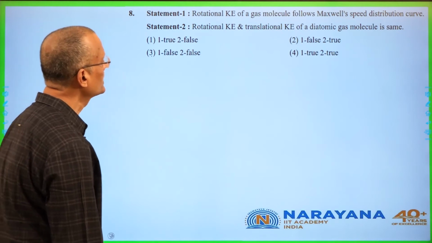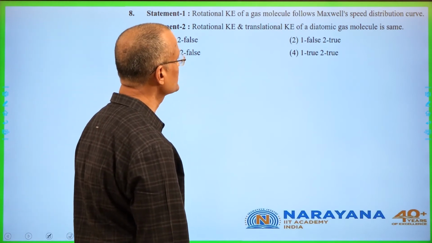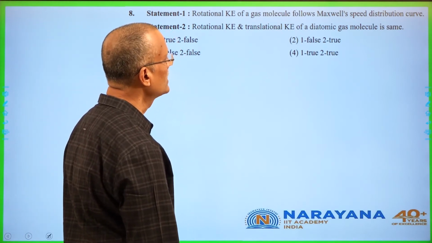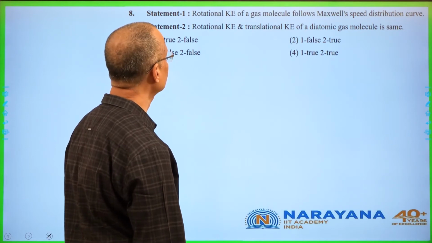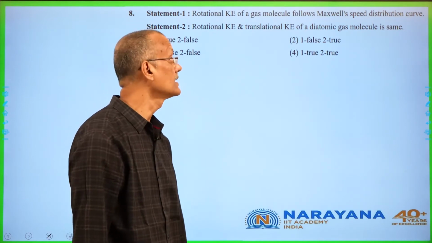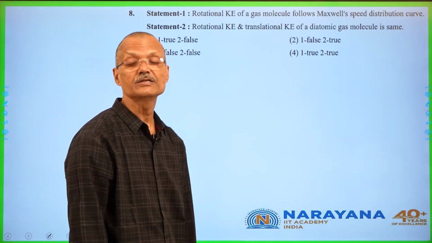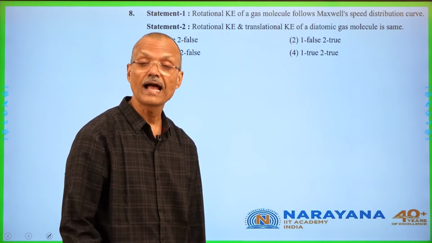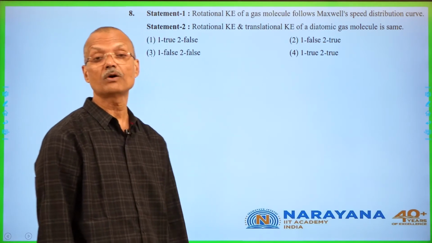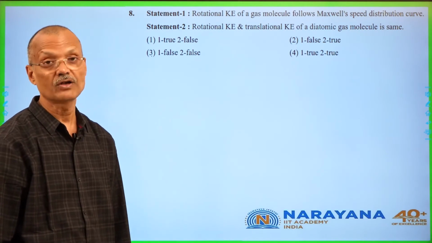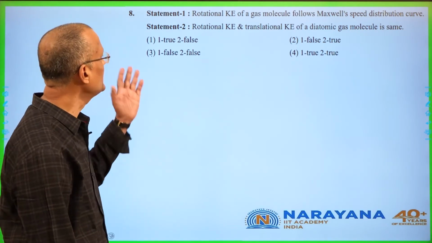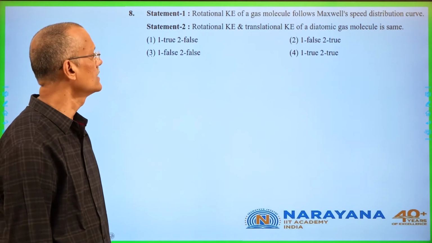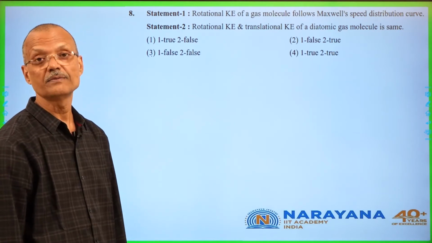Statement: rotational kinetic energy of a gas molecule follows Maxwell speed distribution curve. You know that the Maxwell speed distribution graph is plotted between the number of molecules and the velocity ranges. So guaranteed, statement 1 is completely a wrong statement.